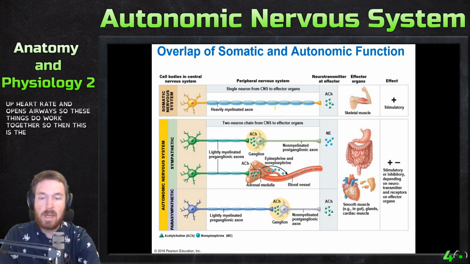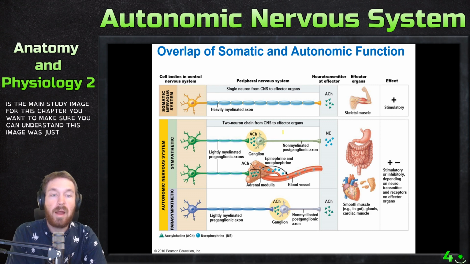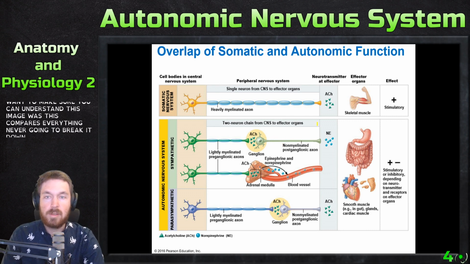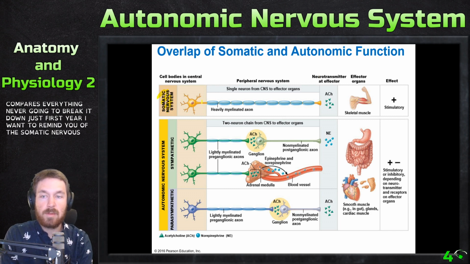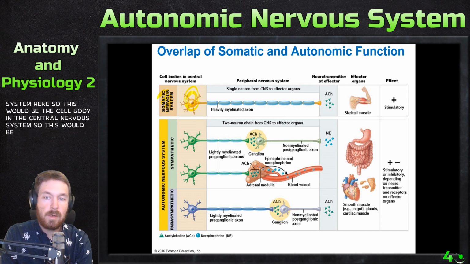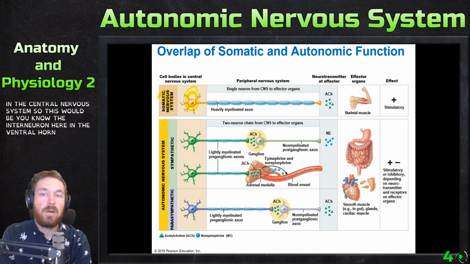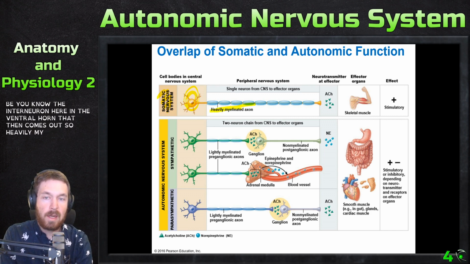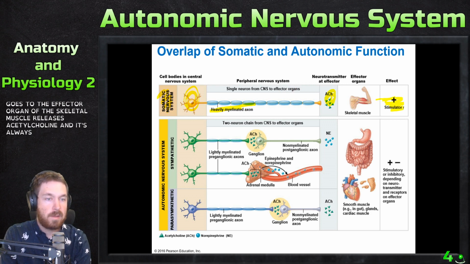So then, this is the main study image for this chapter. You want to make sure you can understand this image because it compares everything. Now we're going to break it down. First, I want to remind you of the somatic nervous system. This would be the cell body in the central nervous system, the neuron in the ventral horn that then comes out. It's a heavily myelinated axon, a single neuron, that goes to the effector organ like the skeletal muscle, releases acetylcholine, and it's always stimulatory.